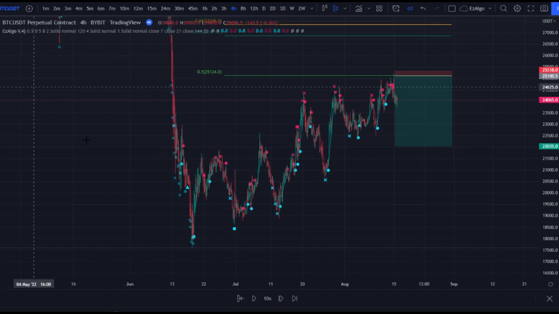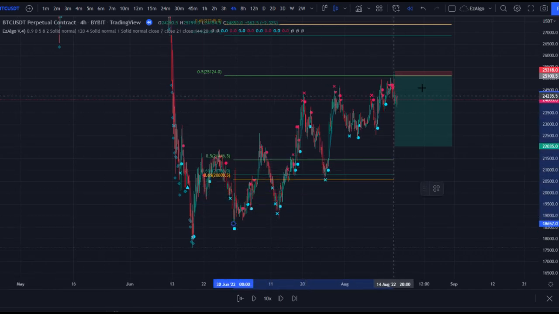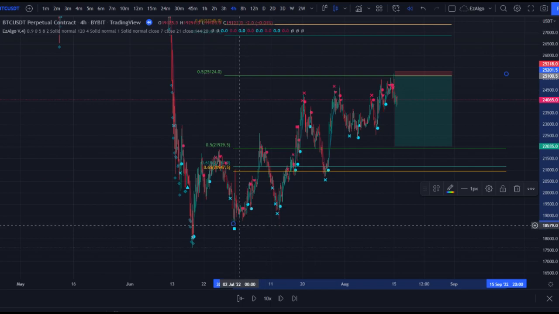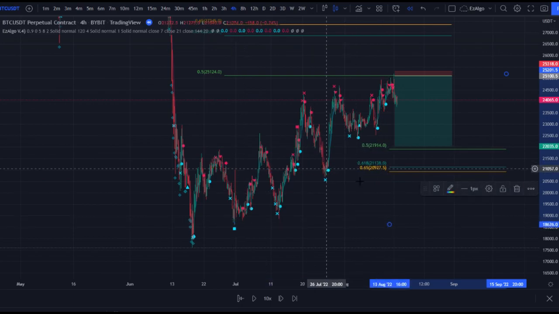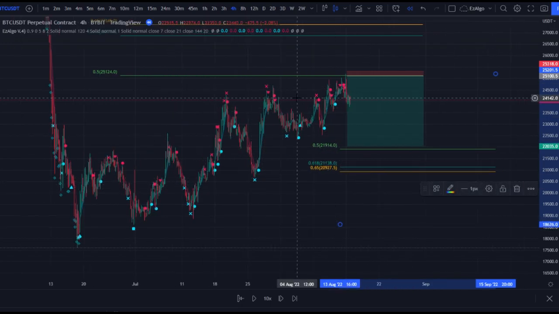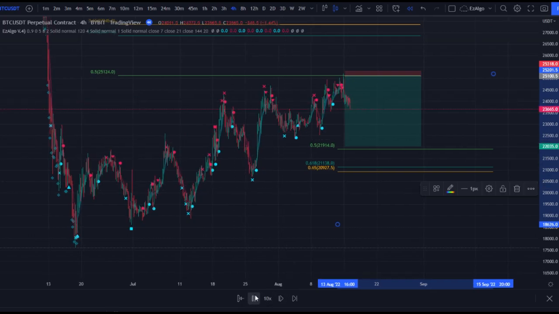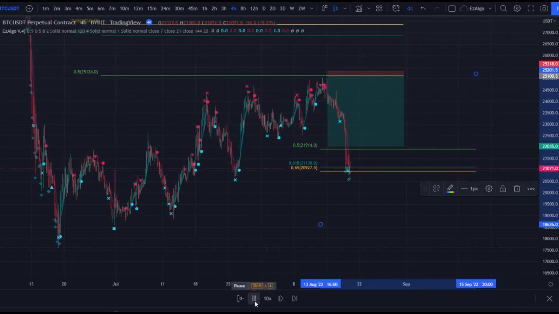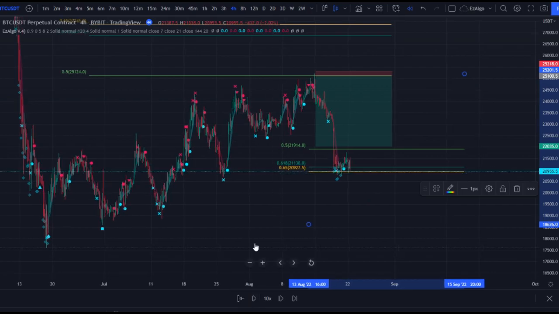And your target really depends on what kind of trading strategy you're using. But let me draw another fib level. So probably somewhere around here at the 0.5 or the golden pocket. Looking for reactions at around those levels is where you'd be looking to actually take profit from your short. We're going to see what happens.